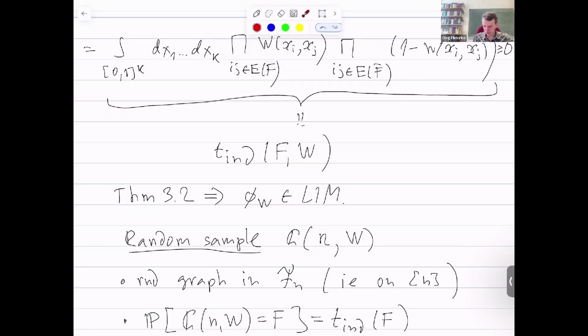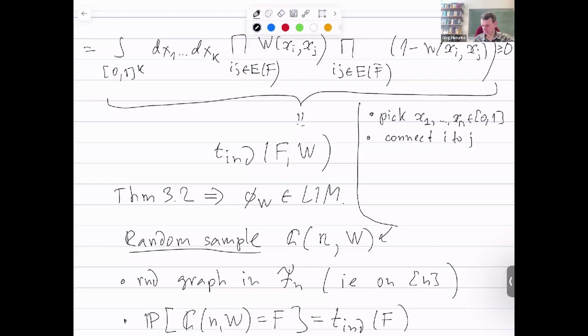So maybe just to keep it all on the same slide, let me write the same procedure differently. We pick x1 to xn in [0,1] uniformly and independently. And then we put an edge between i and j with probability exactly W(xi, xj), with all choices being independent.